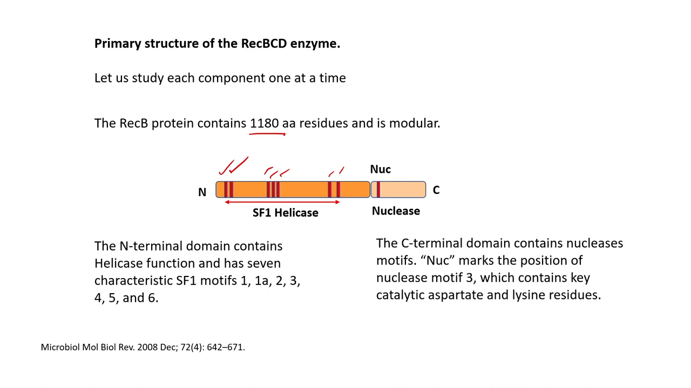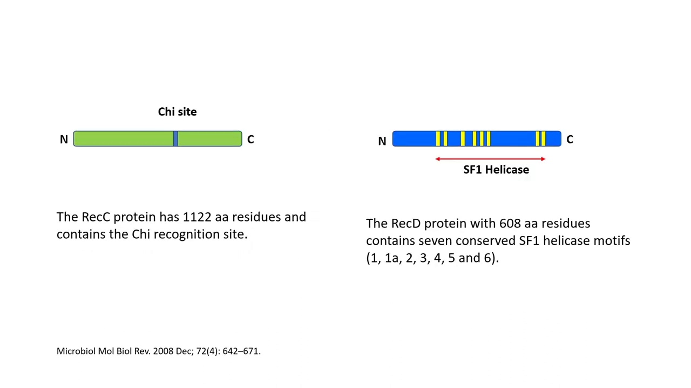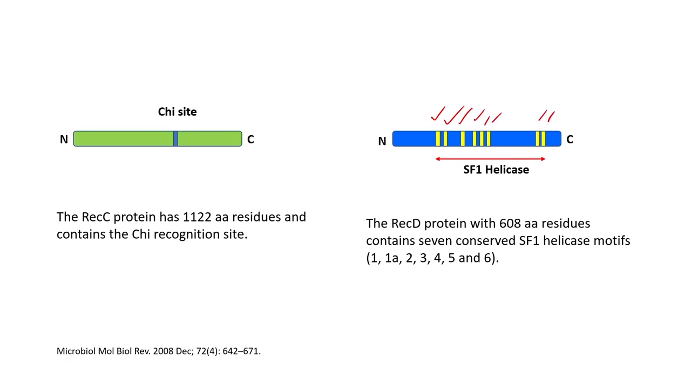The nuclease activity lies in the C-terminal domain, and you can see here the NUC motif, which marks the position of the nuclease motif, which contains key catalytic aspartate and lysine residues. The other 2 components of the RecBCD protein are RecC and RecD. In RecC, there are around 1122 amino acid residues, and it contains the important region called the chi recognition site. RecD has around 608 amino acid residues, and it contains 7 conserved SF1 helicase motifs, as in the case of RecB, and you can see those in the yellow color strips in this diagram.